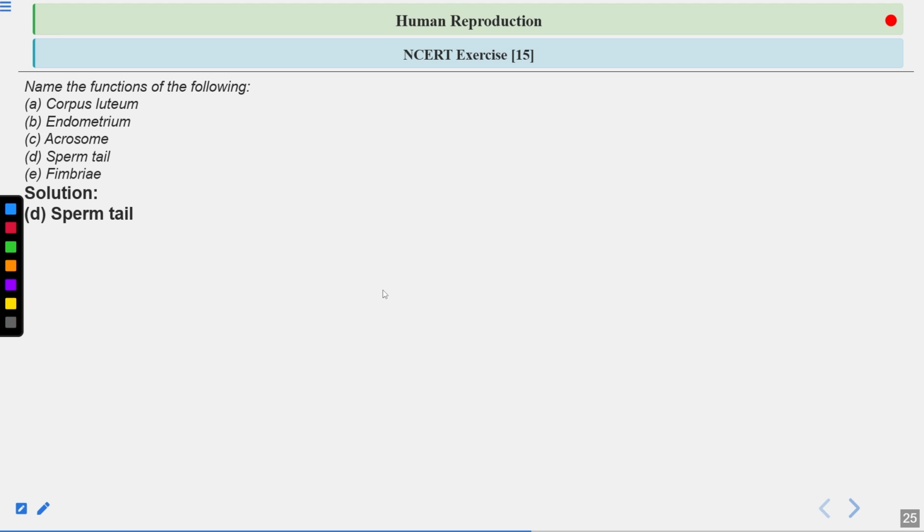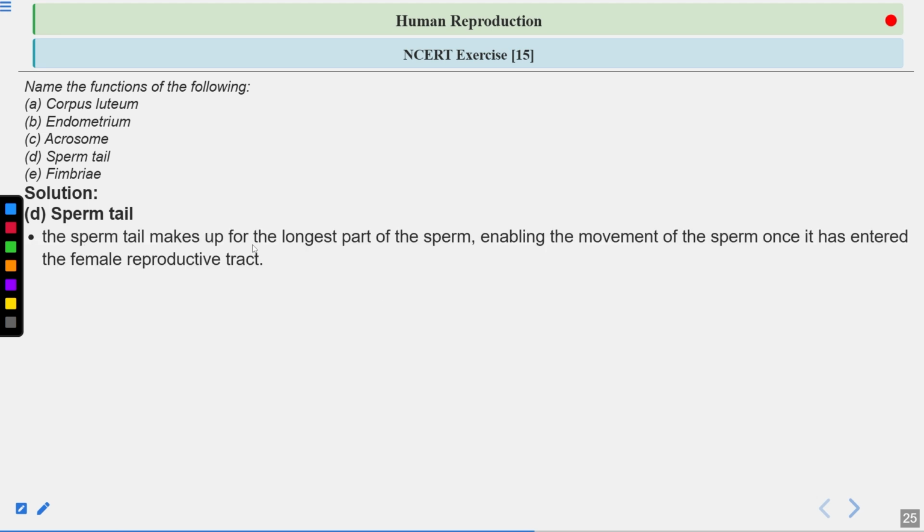Then sperm tail. So obviously this tail is the longest part of the sperm, and this sperm, okay, it is motile because of this tail. It helps the sperm to swim, and for swimming energy is required. This energy is provided by the mitochondria which are present in the middle piece.